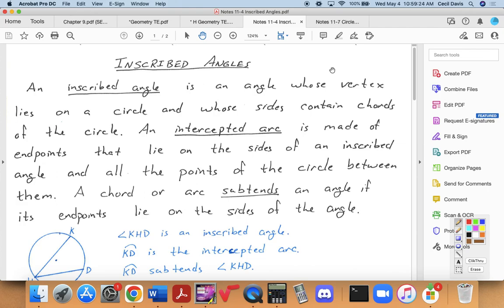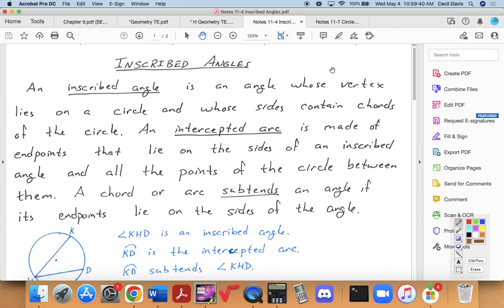So today we're going to look at a different kind of angles. The only angle we looked at in the last unit was a central angle. A central angle was an angle who had its vertex at the center of the circle, and its measure was equal to the measure of the arc.